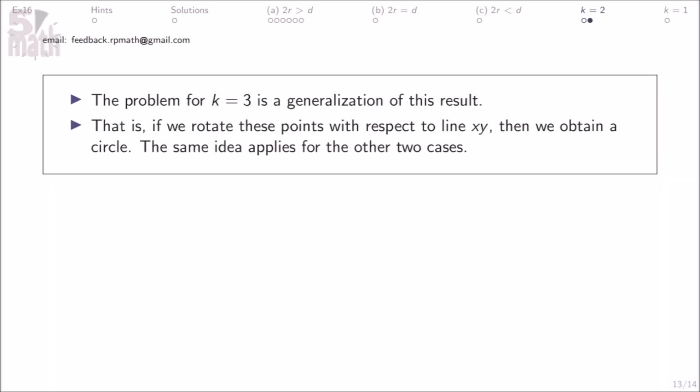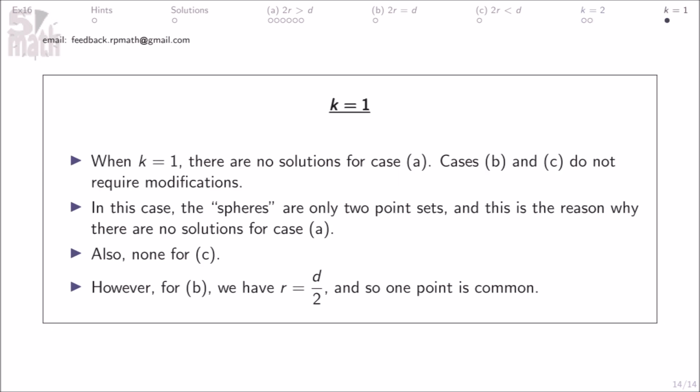The problem for k = 3 is a generalization of this result. That is, if we rotate these points with respect to the line xy, then we obtain a circle. The same idea applies for the other two cases. When k = 1, there are no solutions for case A. Cases B and C do not require modifications.